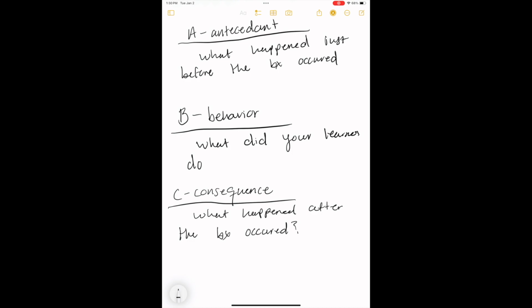So in the competency assessment, they just want to know that when they're asking you what is ABC data, you know what this is. They want you to know that A stands for antecedent, B stands for behavior, and C stands for consequence.